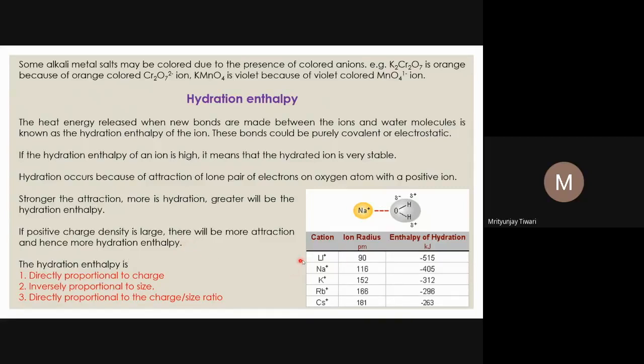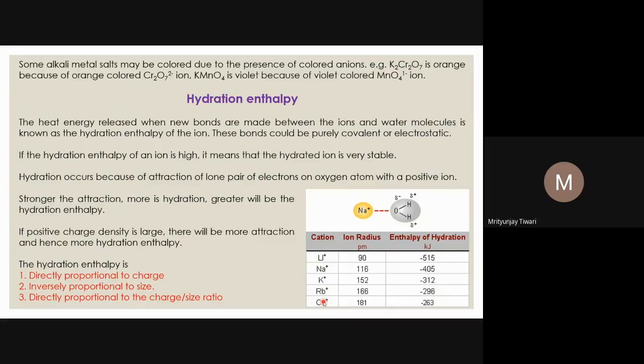It means hydration enthalpy should be more for the lithium ion. Why? Its size is the smallest and the charge is the same in all the cases. For the sodium cation, the hydration enthalpy should be smaller than the lithium cation. So we should get a trend here, and the least should be for the cesium cation. If you look at the values of energy, you see a clear distinct trend in this direction, and this is because the positive charge density is decreasing.